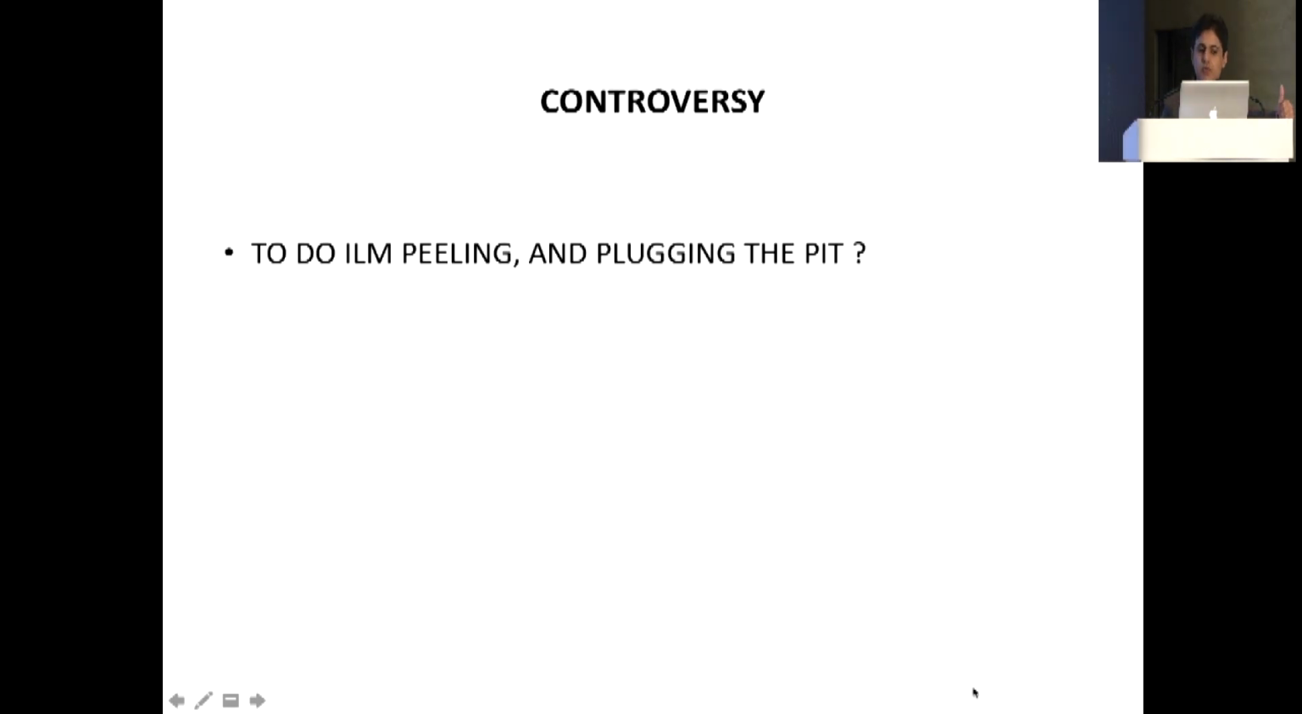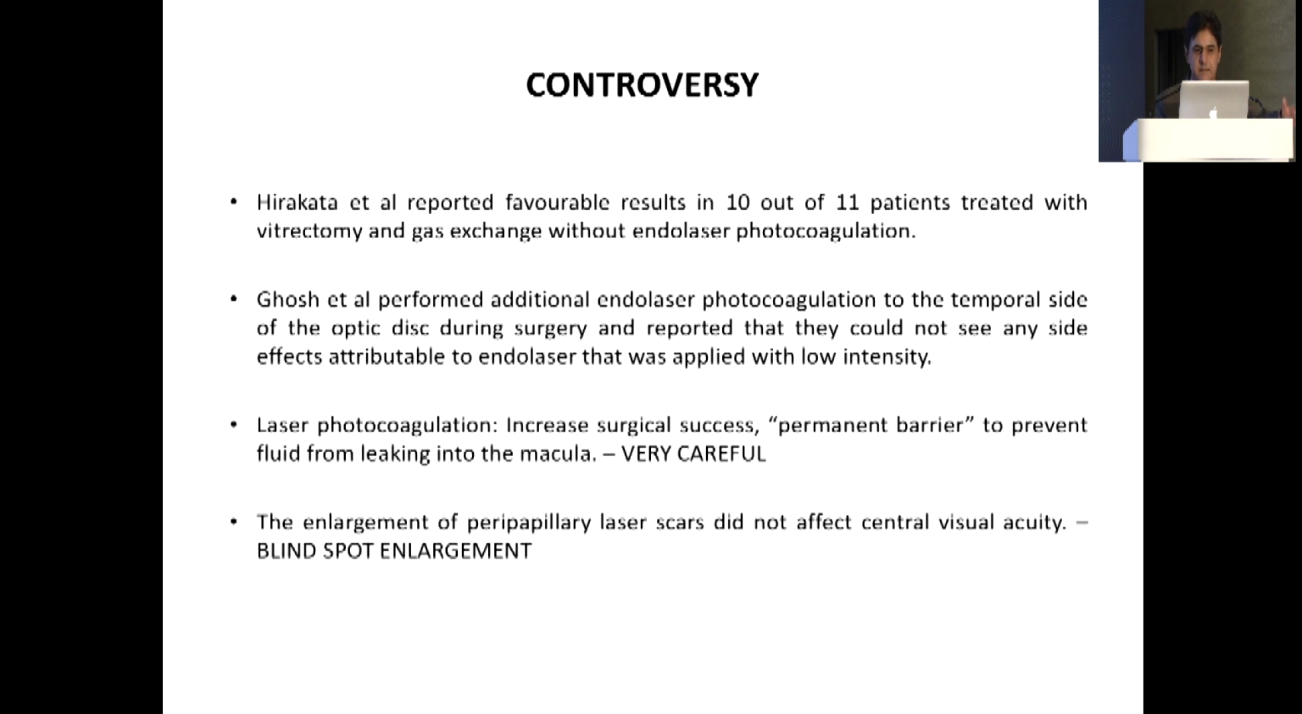So do we have to do ILM peeling and plugging of the pit in every case? That is the main controversy. Initially, as I said, in a study, 10 out of 11 patients showed that vitrectomy with gas exchange without endolaser photocoagulation reported very good successful results.